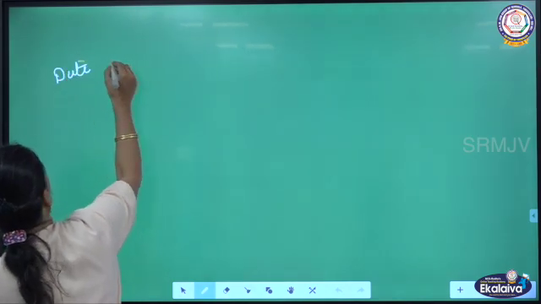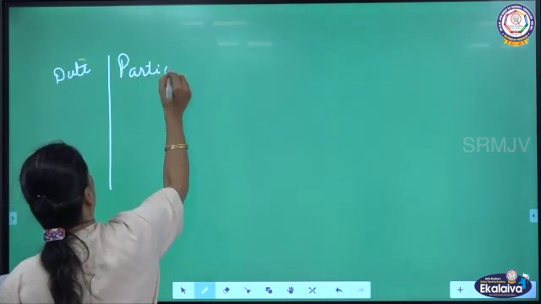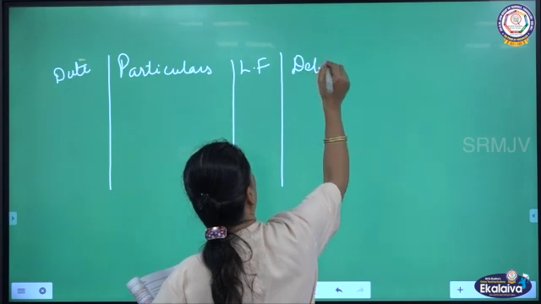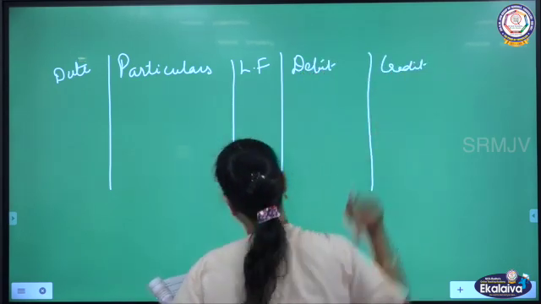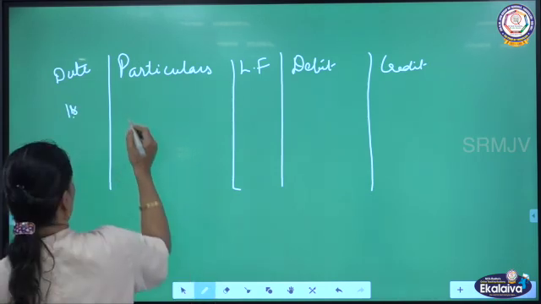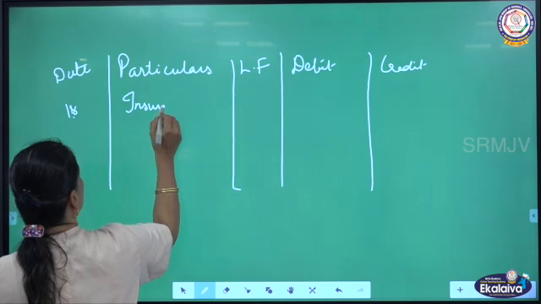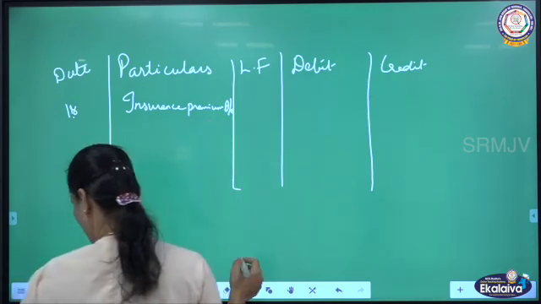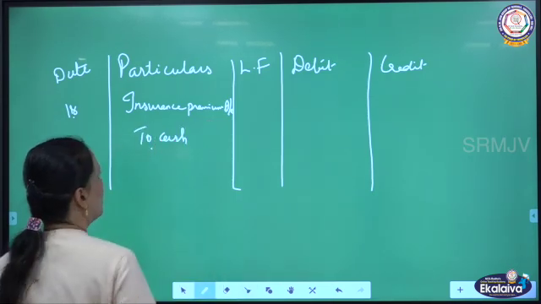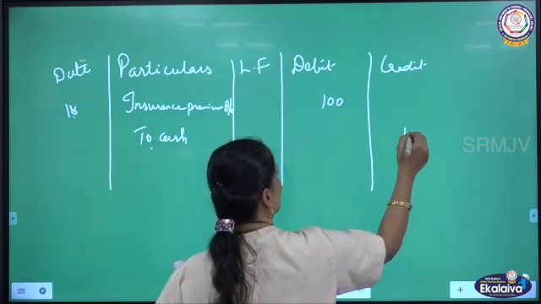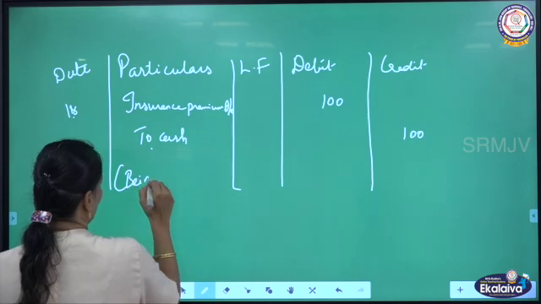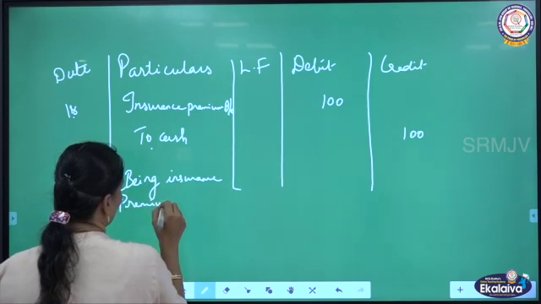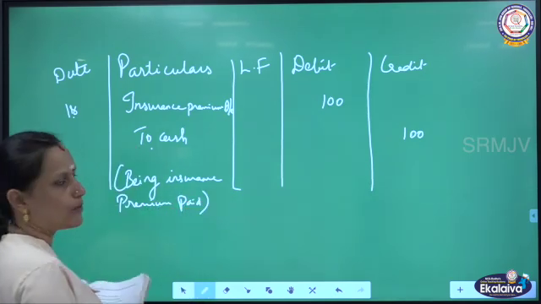Then paid insurance premium 100 rupees. So, the date, particulars, ledger folio, debit, credit. Okay. So, 18th, what they are doing? Paying insurance. It is an expense. So, insurance premium account debtor to cash account. Okay, how much? Only 100 rupees. Okay, here being insurance premium paid.